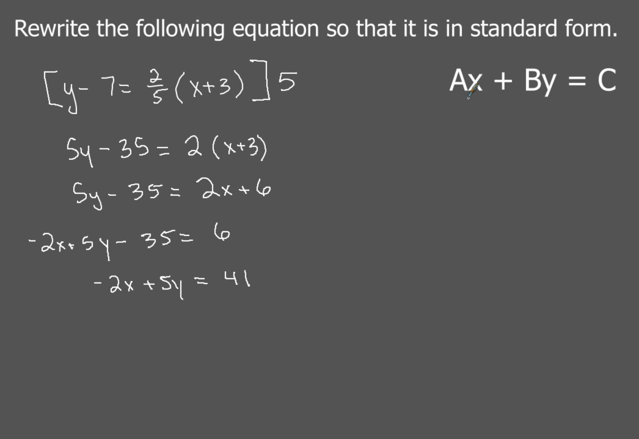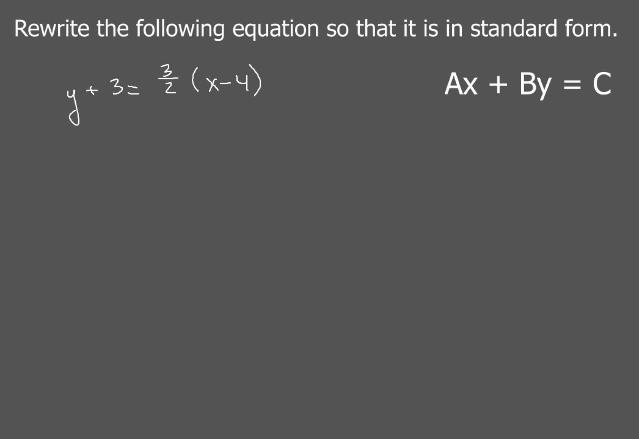Now if I look at the number that's in front of x, which in this case is negative 2, that constant is negative. And I don't want that to be negative, so I've got to multiply everything through by negative 1, or divide everything through by negative 1, which just means I'm going to switch all of the signs of each one of my terms. So my final answer, correctly written in standard form, is 2x minus 5y equals negative 41.